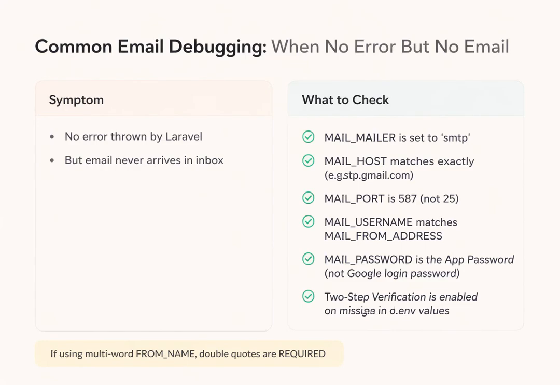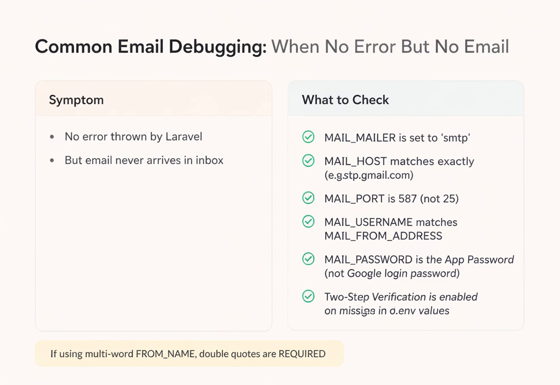Here's an important debugging tip. Sometimes Laravel won't throw any error at all, but the email still doesn't arrive. When that happens, the first thing to do is go back and carefully check every single value in your .env file. Make sure mail mailer is exactly SMTP. Check that mail host is correct. A small typo here is easy to miss, especially when you're scrolling. Verify the port is 587.